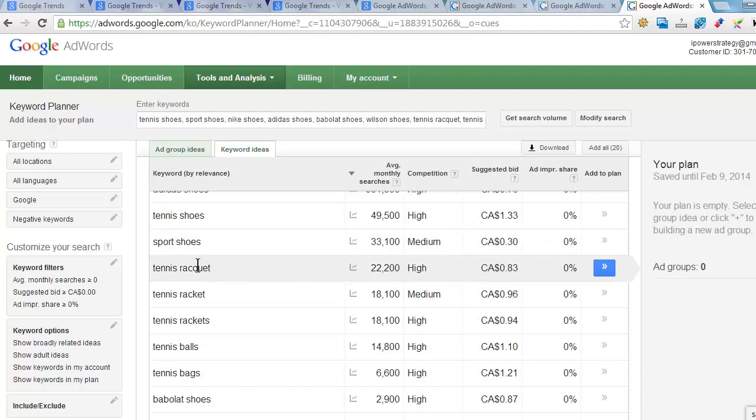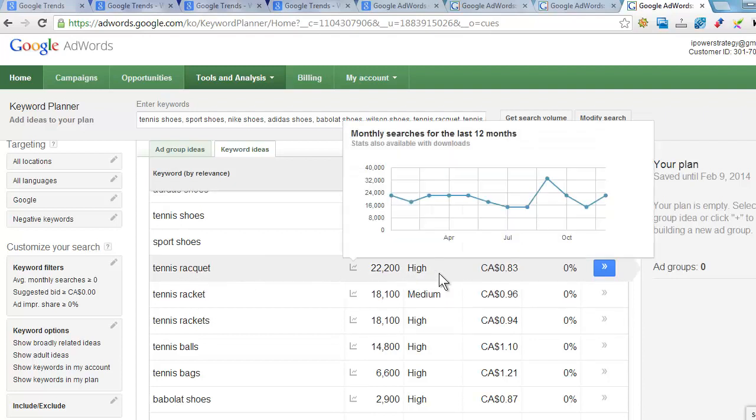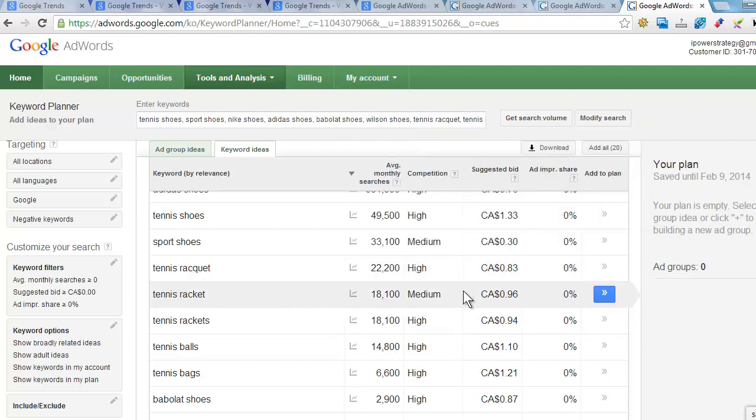The next big question is, do people type more often racket with a Q or racket just with a K? And it turns out that it's still with a Q. But we have high competition for this word. So that's something to think about.